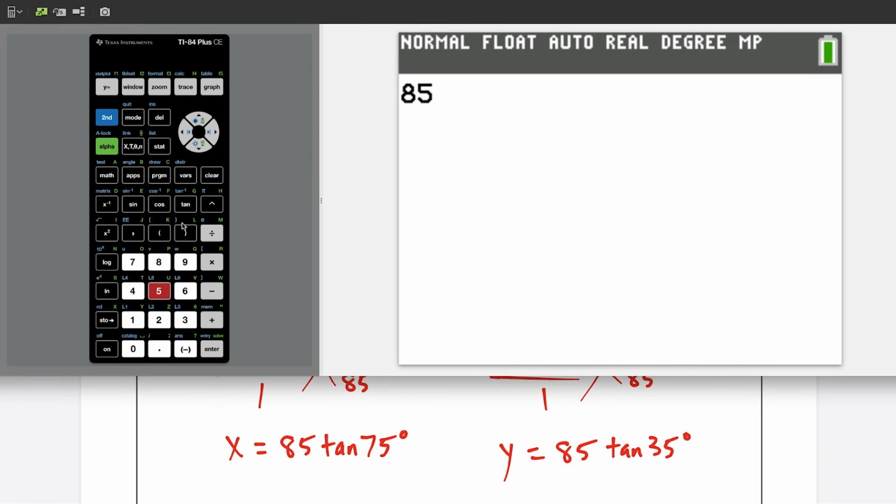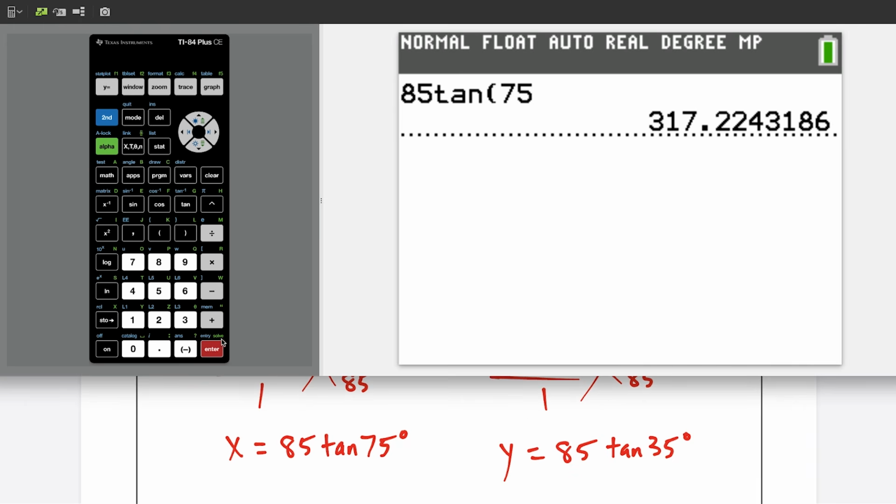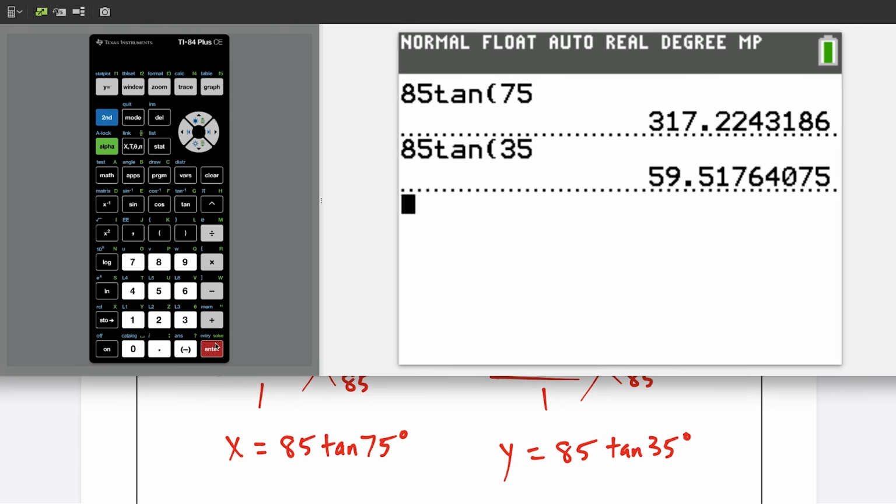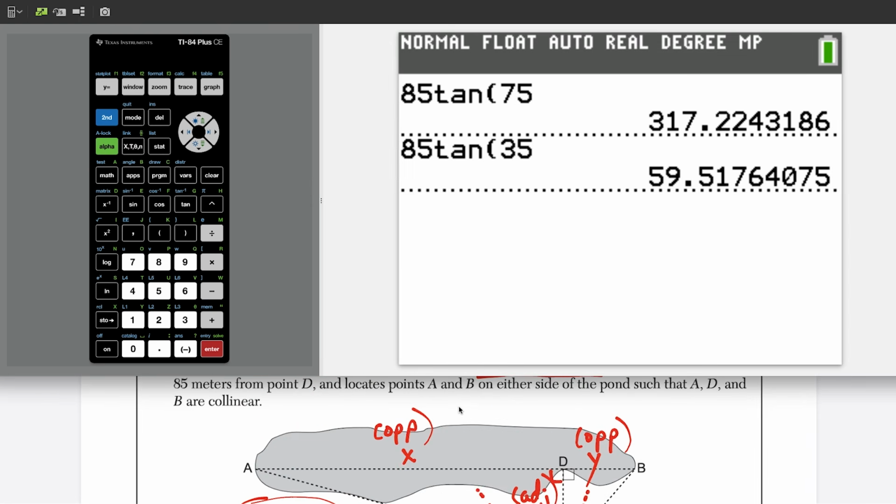We're going to have 85 times tangent of 75 degrees, and we press enter, and then I'm going to go ahead and do this for the Y value here. Y is equal to 85 tangent of 35 degrees. And these are the 2 values that we need. Now, ultimately, we want to find the length of line segment AB. So we're going to do X plus Y.